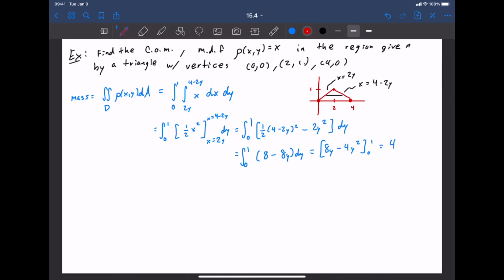So now we want to find the moment in both the x and the y direction, the x-axis moment, which will help us find the final center of mass. So this is y times the mass density function.